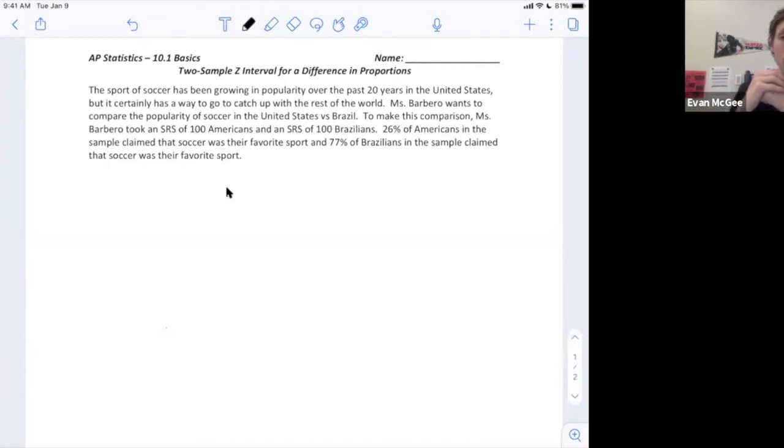Today we're going to look at comparing 2 proportions, and I've got an example that I'm going to use to introduce the topic. I'm going to introduce a new distribution that's important for us to know how to do a 2 sample Z interval, which is what we'll do today, and also how to do a 2 sample Z test.